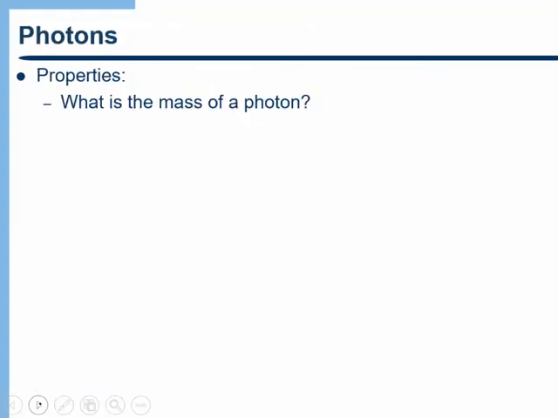So let's talk a little bit about these new things called photons. What's the mass of a photon? Well, it turns out that photons are massless. So they don't have mass like an electron or a proton does. They are effectively pure energy.